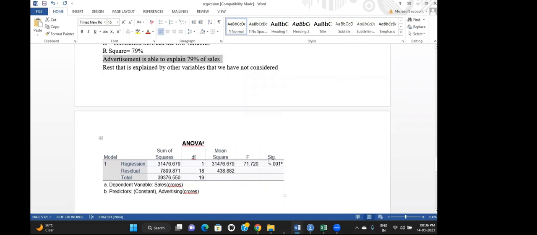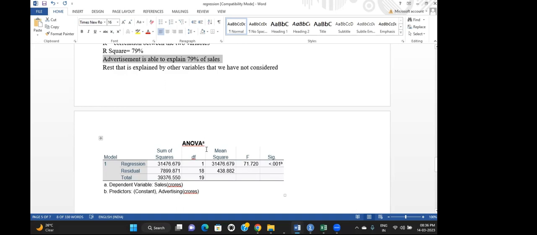This, what we have to see, we have to see the significance value here. Like we have got 79% of sales being explained by the advertisement. Now we have to see whether our result is significant or not. So this is the next important thing. What I'm saying is whether the result that we have got is significant or not. So how do we find that out? Through this ANOVA table.